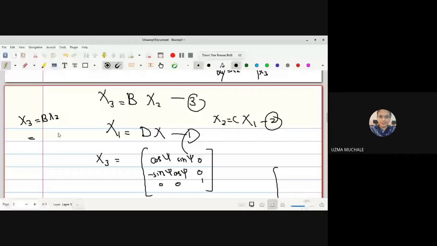How to combine these three equations? For that, here we have x3 equal to B x2, right? I will write down the equation here: B as it is. What is x2? It is nothing but C into x1, plus, B C as it is. What is x1? x1 is D into x. Right. So in general, now we have found the transformation from x to x3.